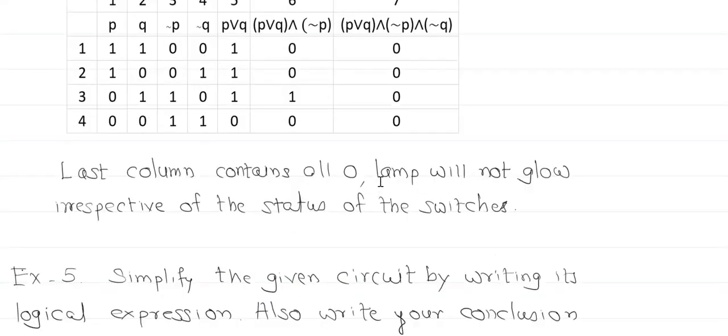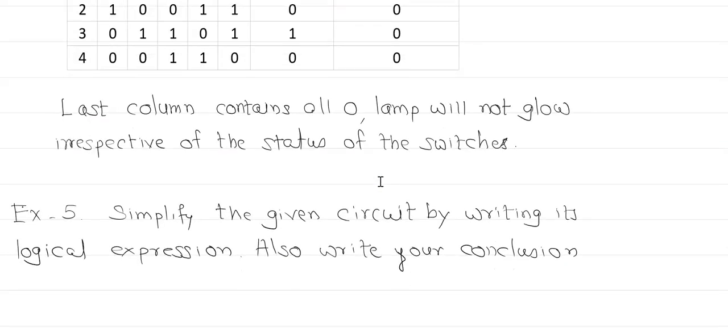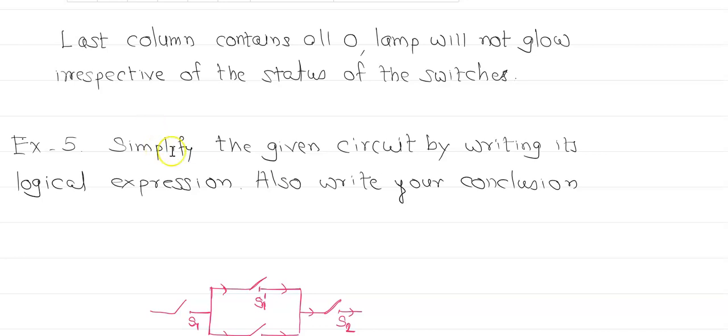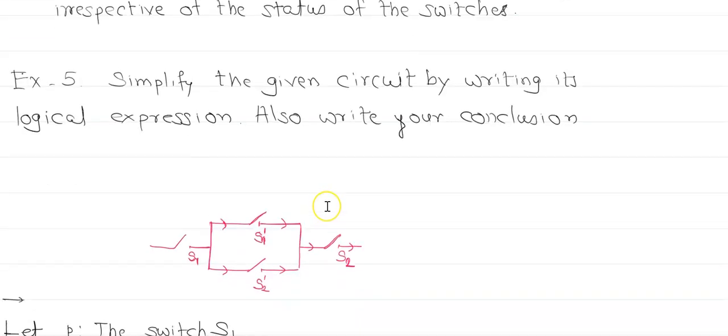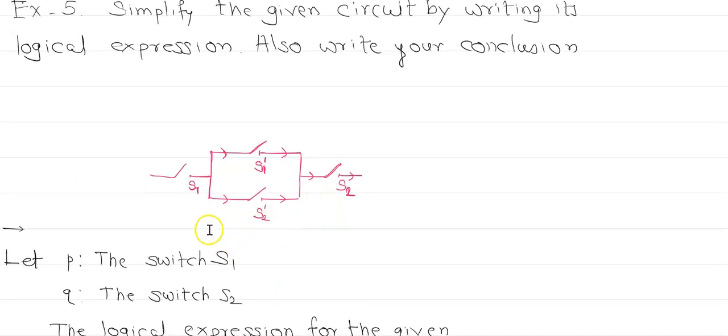This is the interpretation of the given circuit. Now the next task is to simplify the given circuit by writing its logical expression. Also write your conclusion. See this circuit: S1' and S2' are in parallel, and again this is in series with S2.